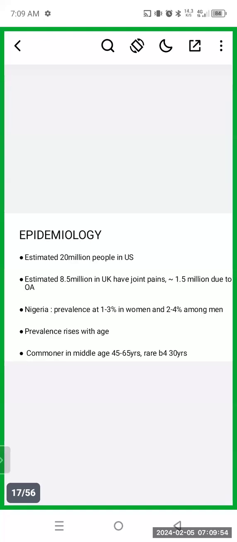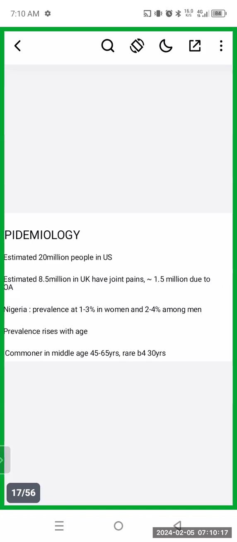Based on the epidemiology in Nigeria, the prevalence is 1 to 3 in women and then 2 to 4 among men. Certainly because men are more involved with strenuous activities and so on. So we also know that the prevalence rises with age. It's commoner in middle age between 45 to 65 years, and then it's rare before 30 years.